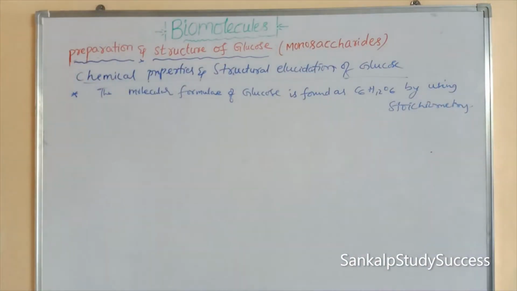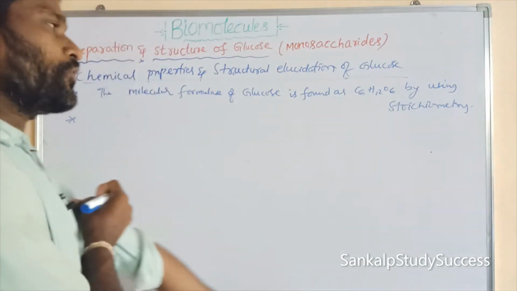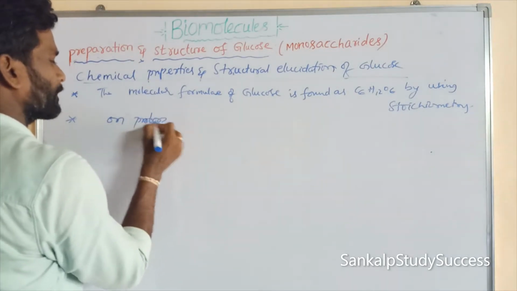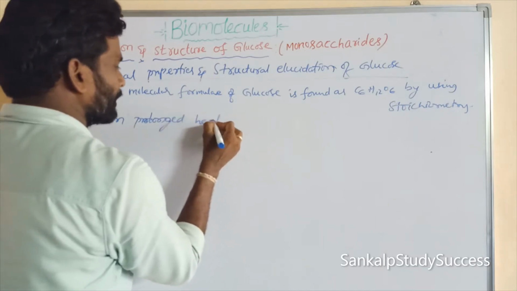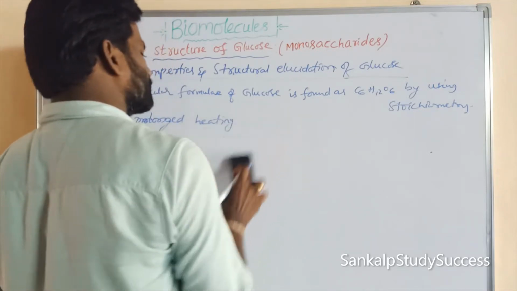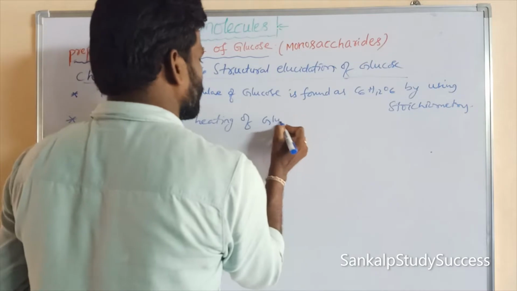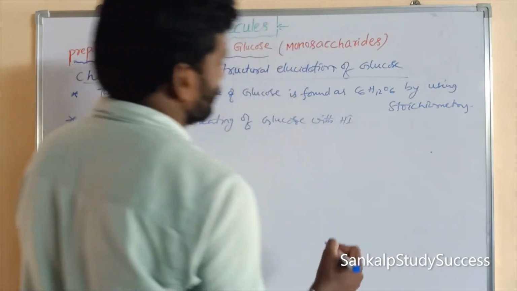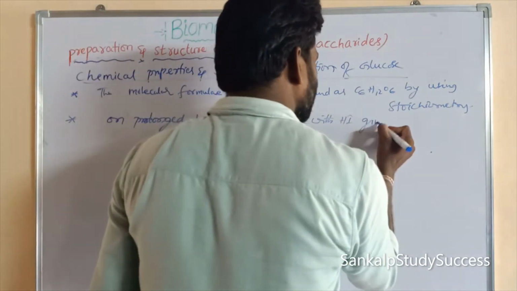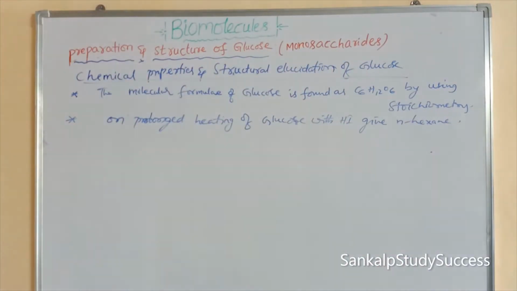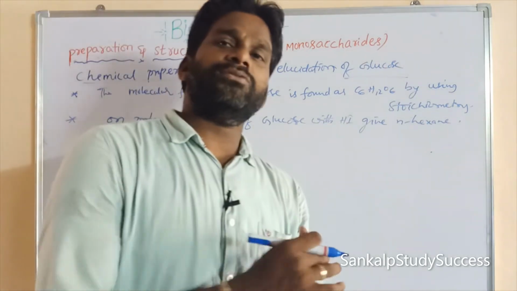Right. So next goes to the second point. On prolonged heating of glucose with HI, hydrogen iodide, it gives n-hexane.